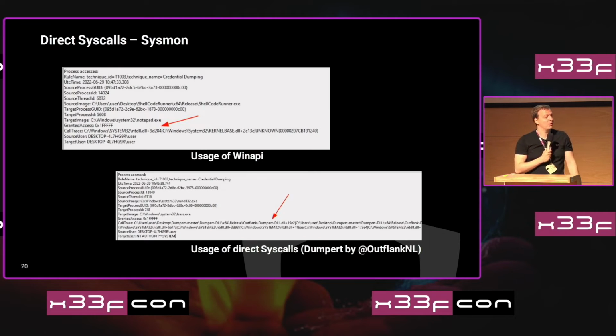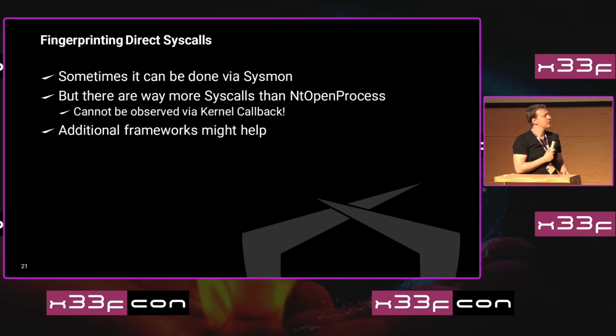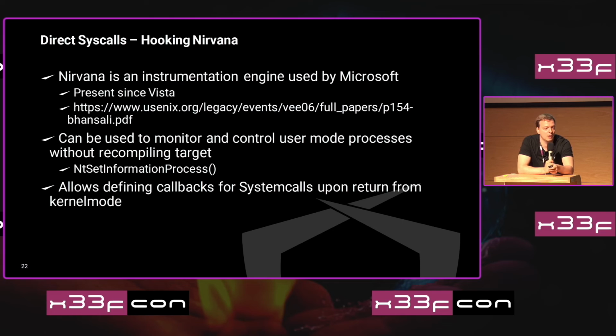We see that the last module in the call trace is actually not ntdll, but it's the Outflank dumper DLL, which is a big indicator of compromise, I'm assuming. The problem, however, is that, yes, you can sometimes observe direct system calls using Sysmon, but there are not kernel callbacks for every single system call there is. There's one for NtOpenProcess, but there are way more system calls you might be interested in. And since there is no kernel callback for every single system call, you might want to use an additional framework.